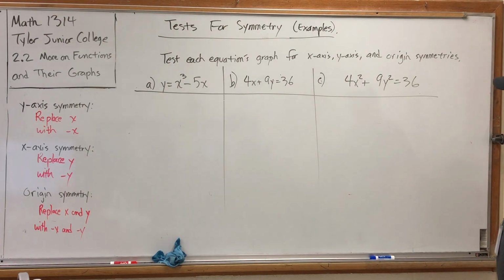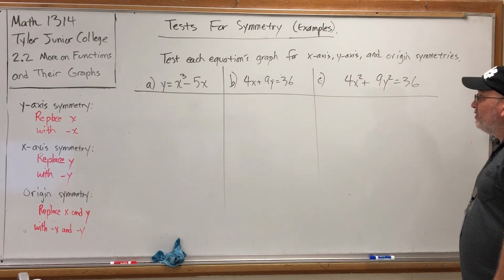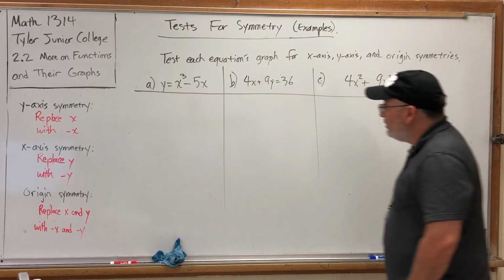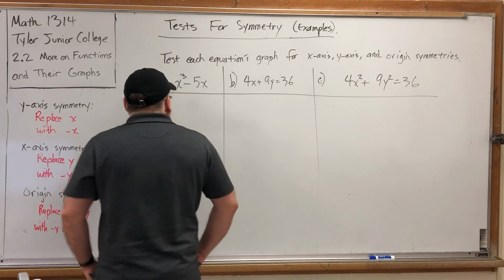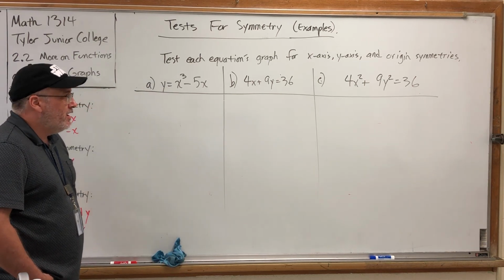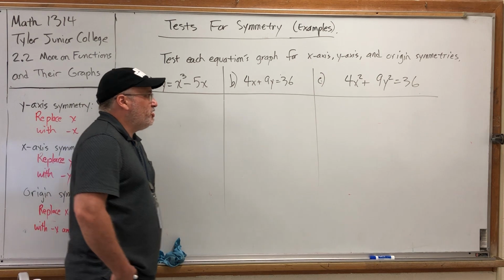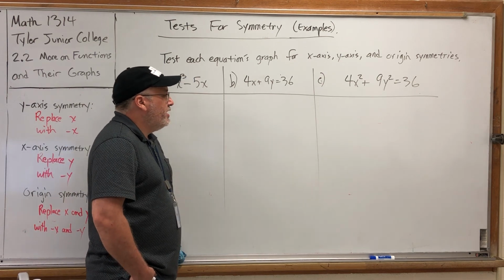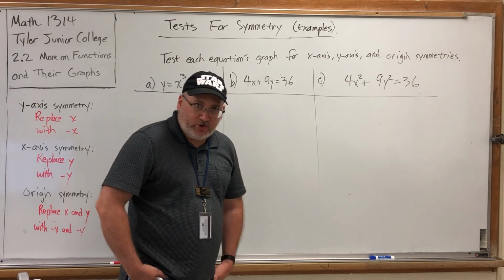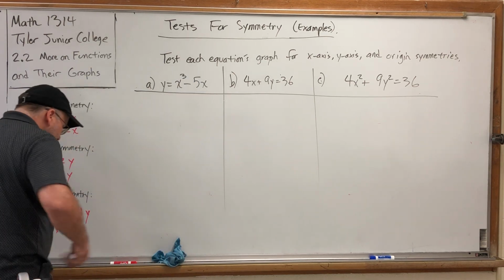But I'd like to actually test some equations' graphs for x-axis, y-axis, and origin symmetries. So we're going to do these three examples. A, y equals x to the third power minus 5x. B, 4x plus 9y equals 36. And C, 4x squared plus 9y squared equals 36. So let's start with A.